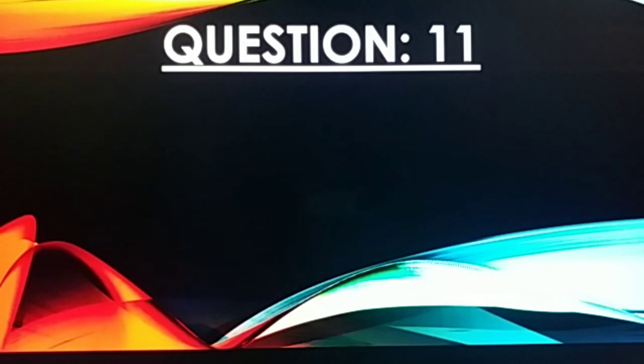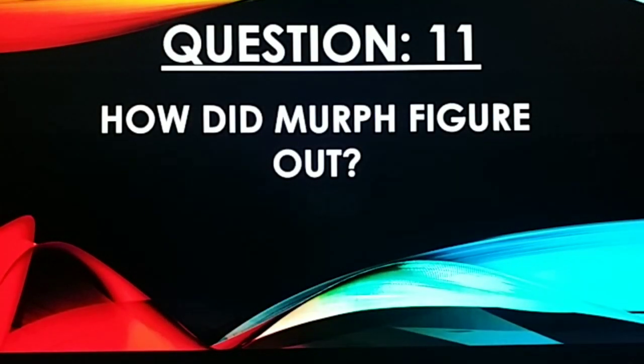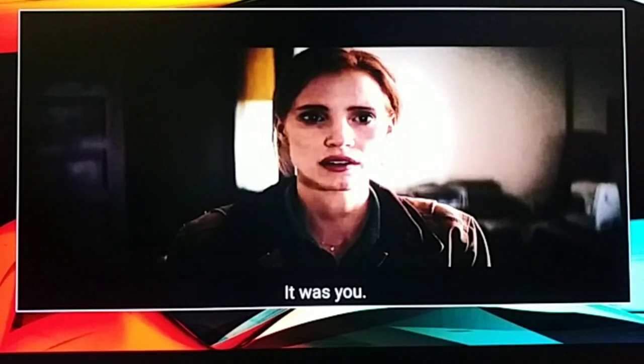Question 11. How did Murph figure it out? We see that a 40-year-old Murph goes back to her room and she's looking at her old stuff and she goes through her old notebook and suddenly she realizes that the ghost was actually her father. So what exactly gave it away? How did she figure that out?